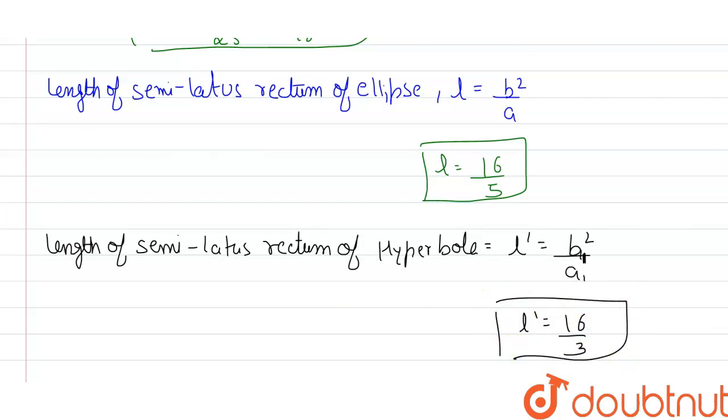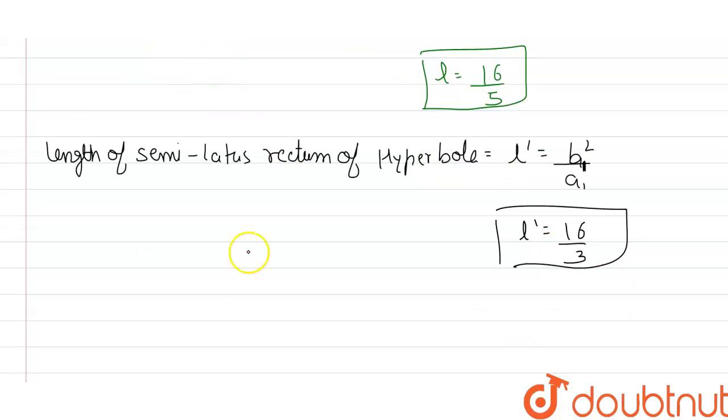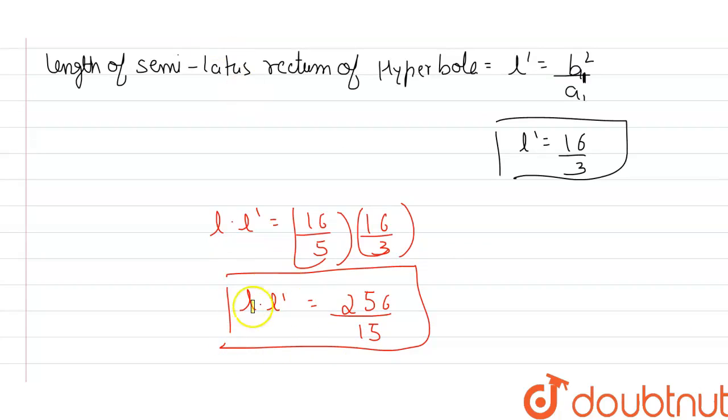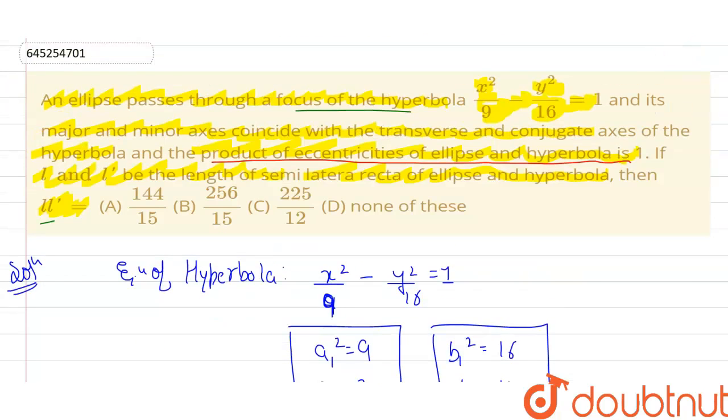Now I have to find the value of L into L dash. So L dot L dash is 16 divided by 5 times 16 divided by 3. From this we see the value is 256 divided by 15. This is the answer for L into L dash that we are looking for, coming out as 256 divided by 15. Now if I go to the options, which option is correct? Exactly, option B is the correct option.